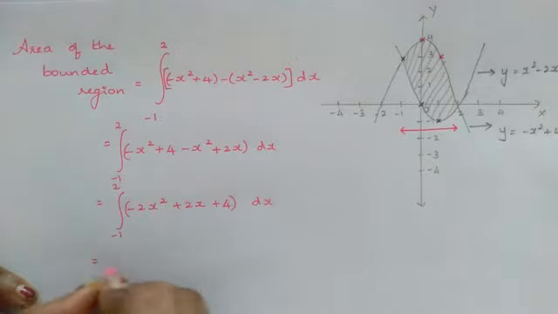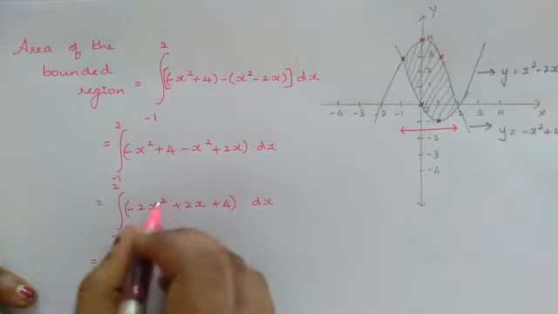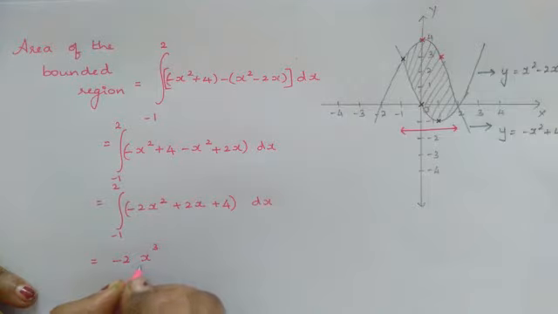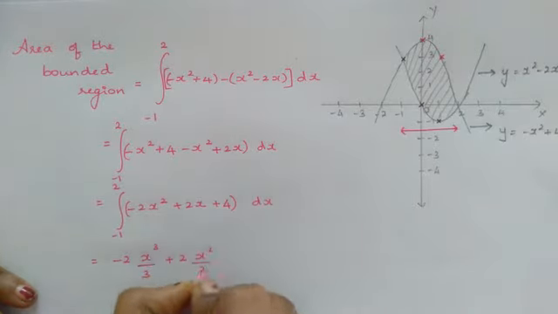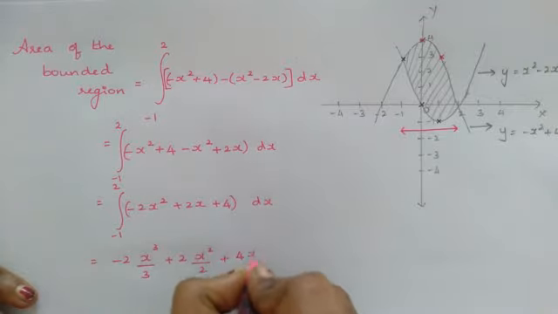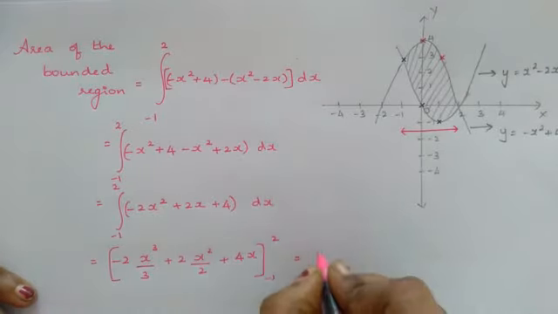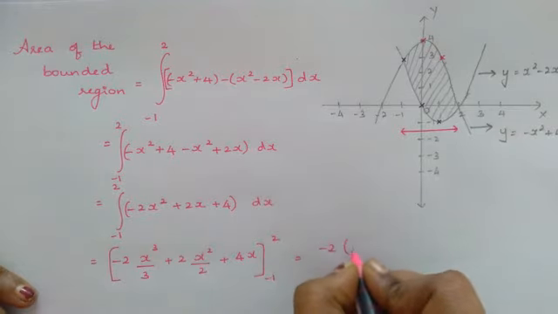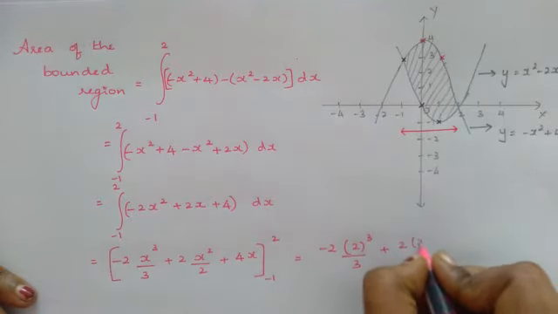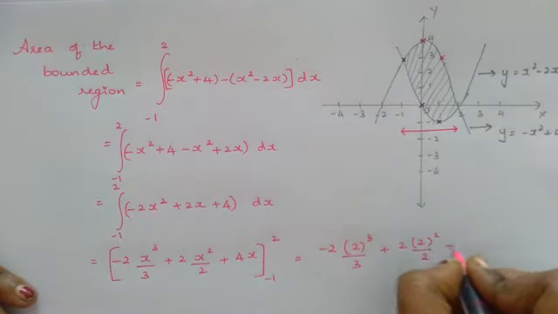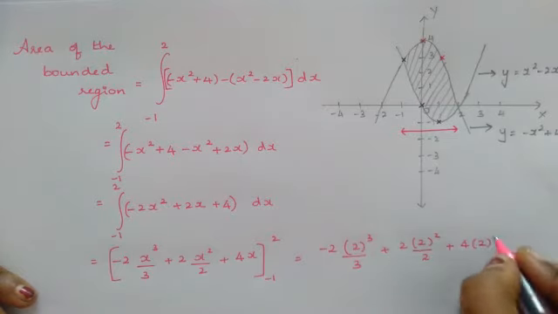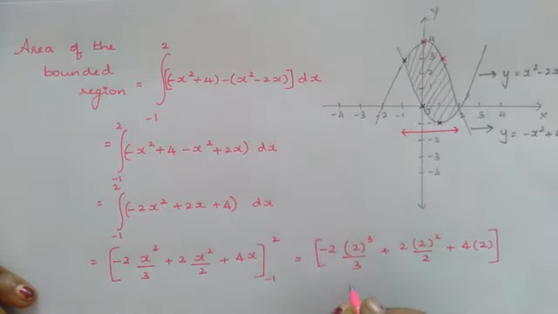Let's integrate it now. Minus 2, have it as it is. X square, if you integrate, that's going to be x cube by 3. 2x, if you integrate, that will be x square by 2. 4, if we integrate, that's going to be 4x. Between the integral limits, minus 1 to 2. Let's substitute it. Upper limit 2 we are going to substitute. So this is minus 2 into 2 cube by 3 plus 2 into 2 square by 2 plus 4 into 2. This is for the upper limit minus.